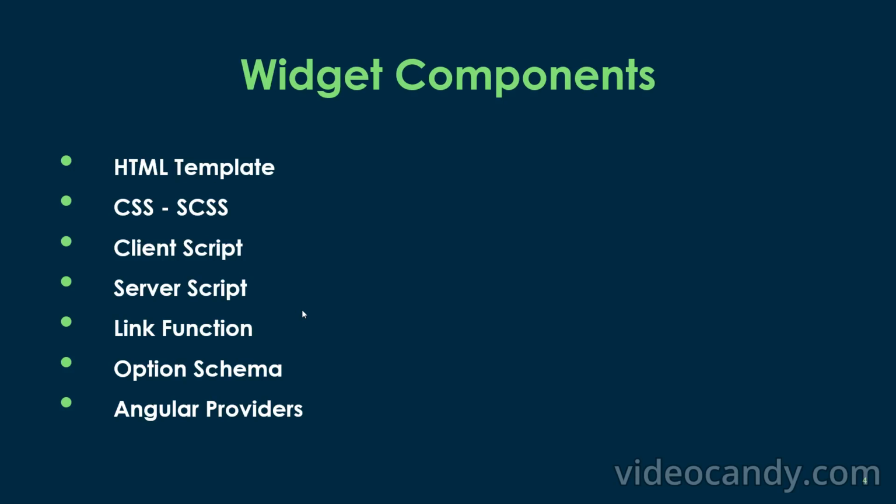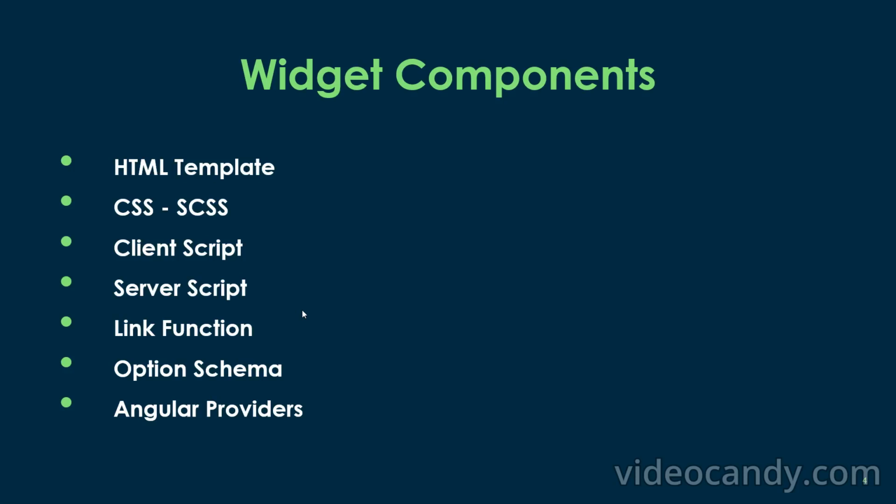The third component is client script. A client script is mandatory. Processes data for rendering. It passes data to the HTML template. It passes user input and data to the server for processing. Then comes server script. A server script is mandatory, sends data to the widget's client script using the data object, runs server side queries.